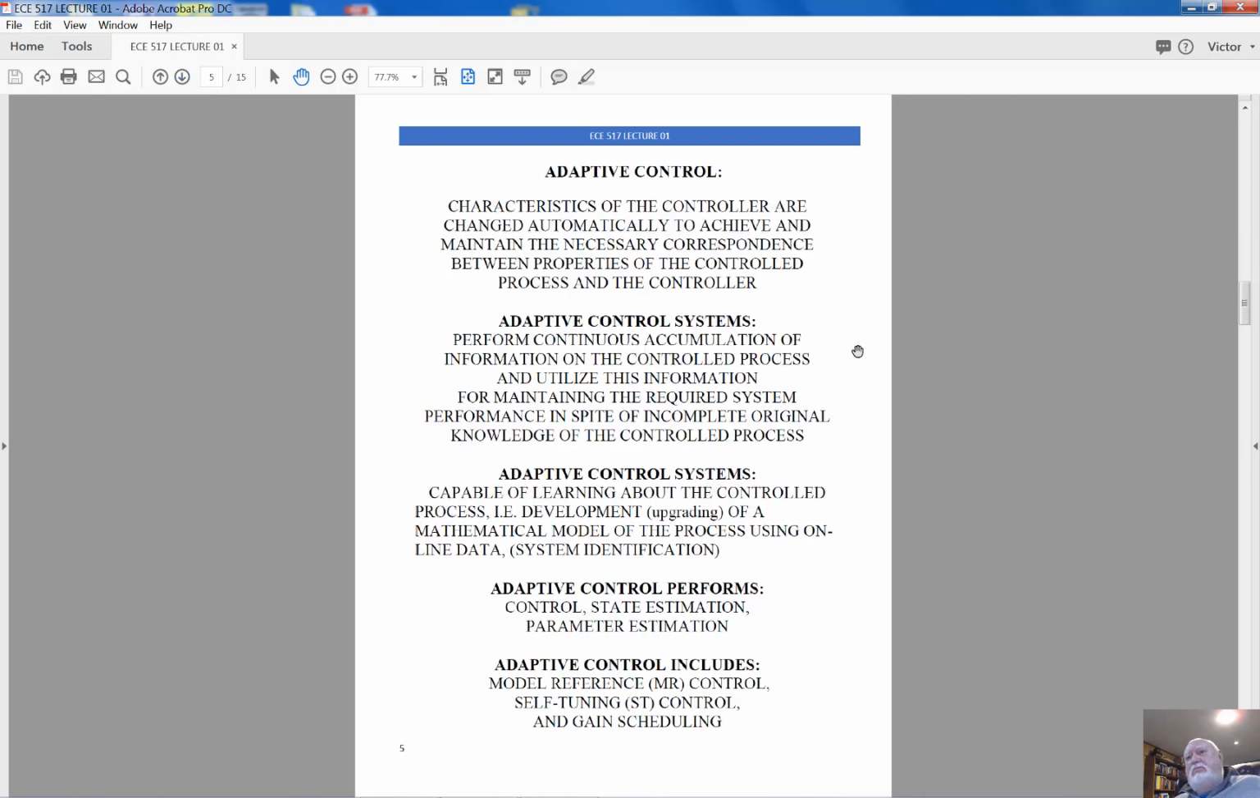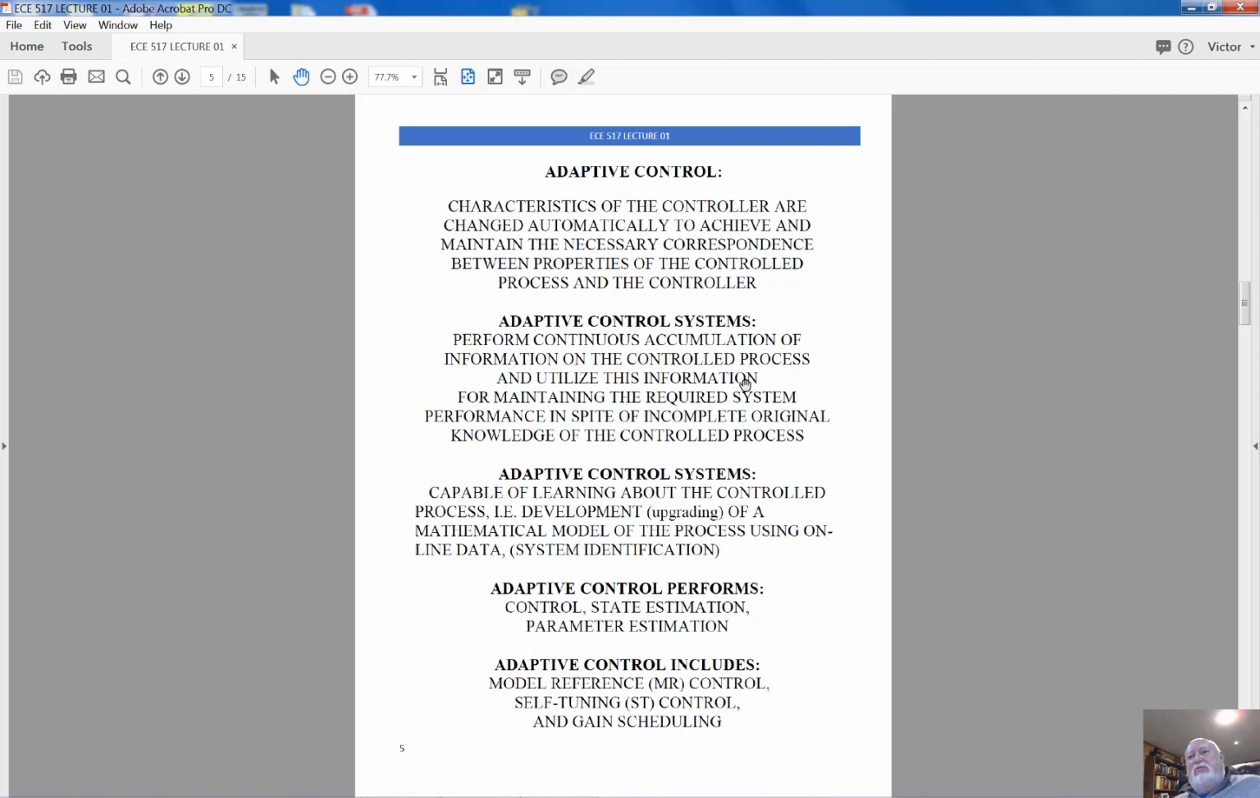Adaptive control. Characteristics of the controller are changed automatically to achieve and maintain the necessary correspondence between the properties of the controlled process and the controller. I just said it.